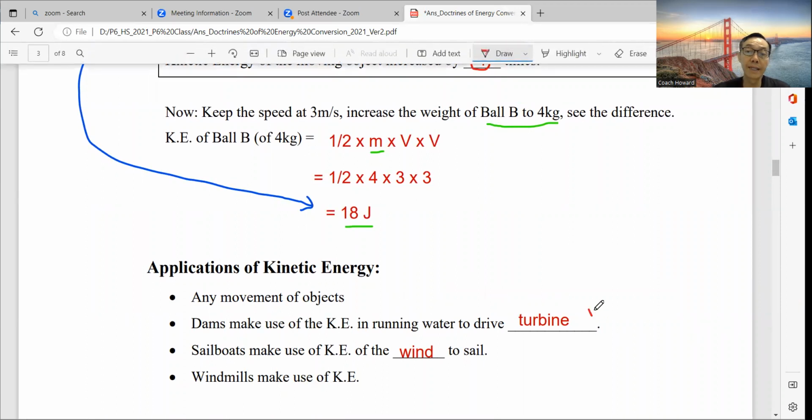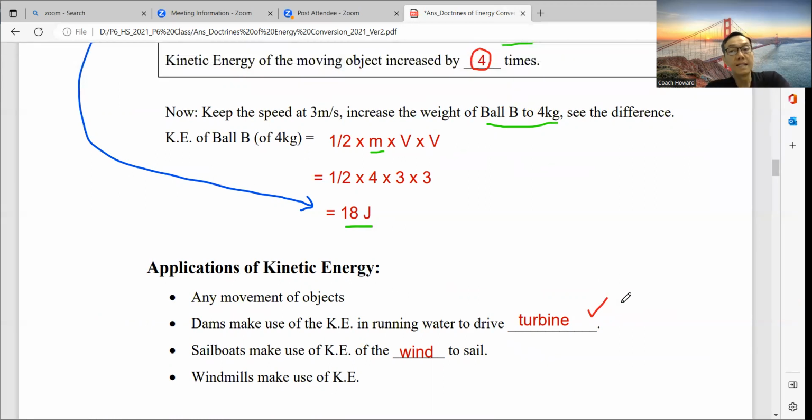Okay, what is a turbine? It's in a power station. The turbine is something quite unique. When it is driven by moving air, moving steam or water, it rotates. As it rotates, it produces energy. We can see that in dams, where the kinetic energy of running water can drive the turbines. As a turbine turns, it produces electrical energy.